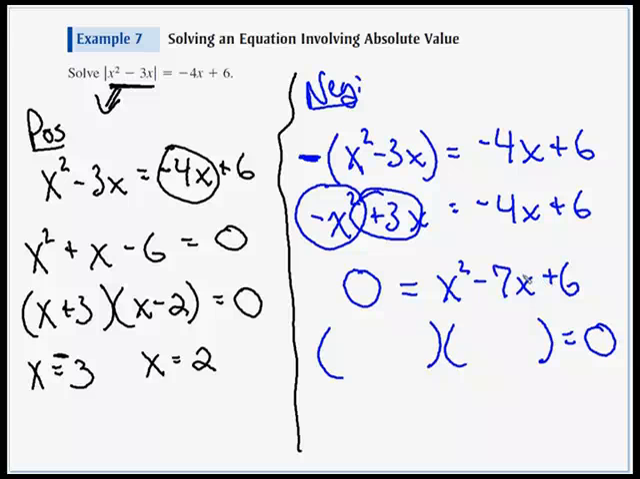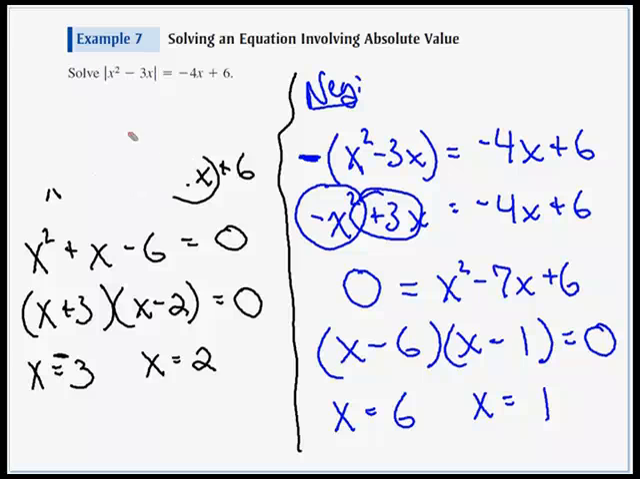The factors of 6 that add up to negative 7 are going to be 6 and 1, and they're both negative. So the first term is factored out by a positive 6, and the second term is factored out by a positive 1. So there are the 4 solutions to this original equation involving absolute values. And I hate to say it, but we do got to check them out.